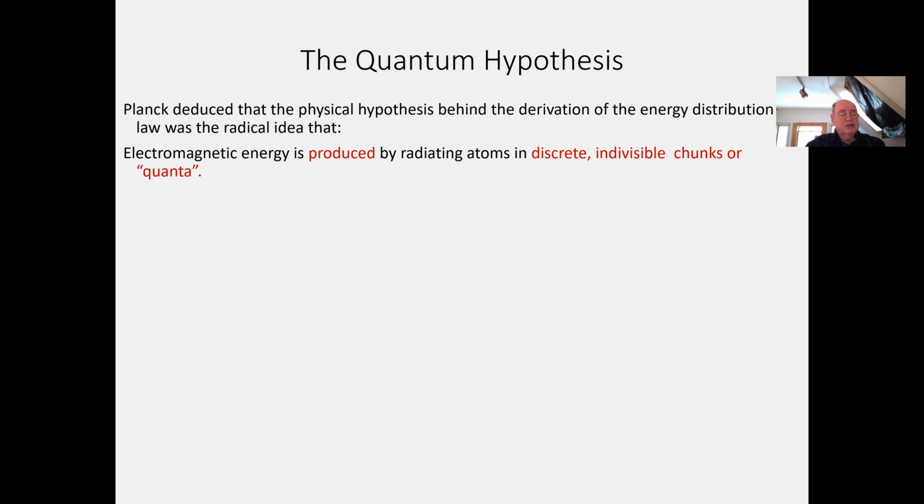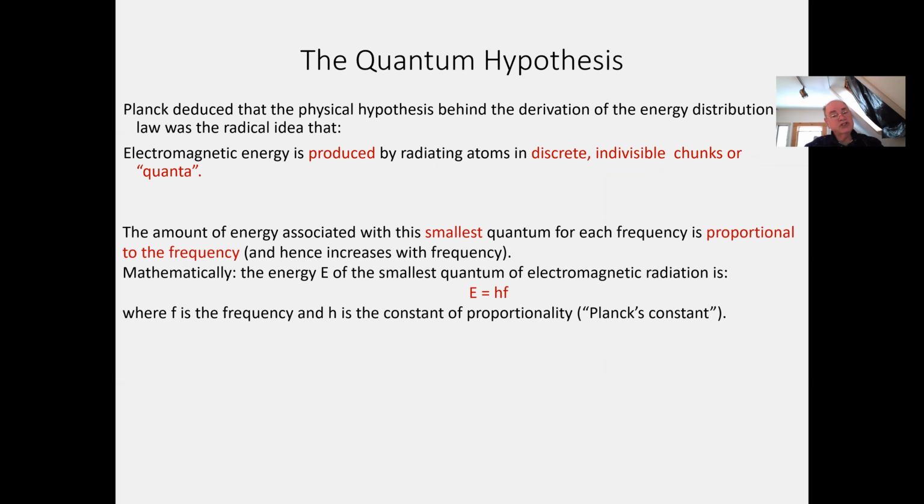His assumptions were that the electromagnetic energy being produced by the black body, the atoms comprising the black body, come in discrete individual chunks, or what he called quanta. The amount of energy associated with the smallest quantum depends upon the frequency of the light. It's in fact proportional to the frequency. So for any particular frequency, the energy is some constant times that frequency. That's how you take a proportion and turn it into an equation, by having a constant of proportionality. That constant, which we now universally call h, is called Planck's constant.